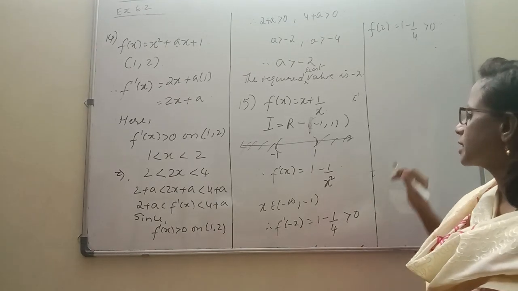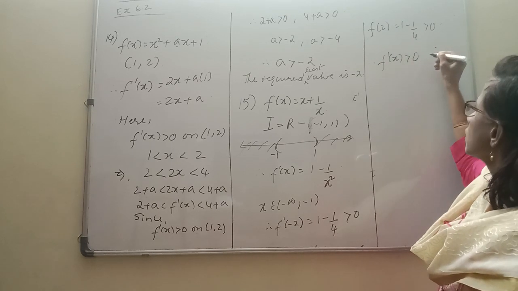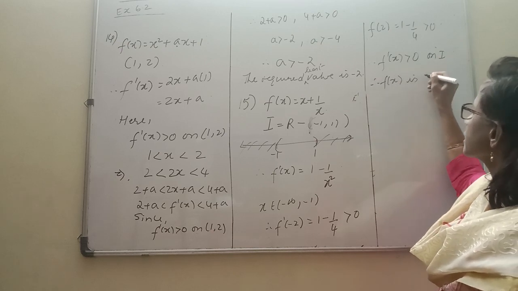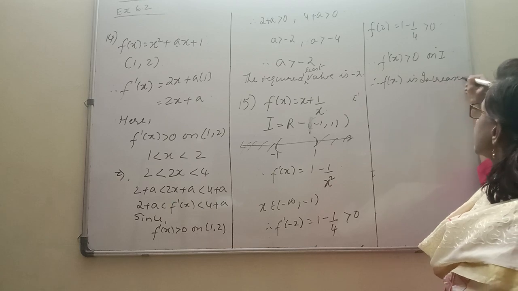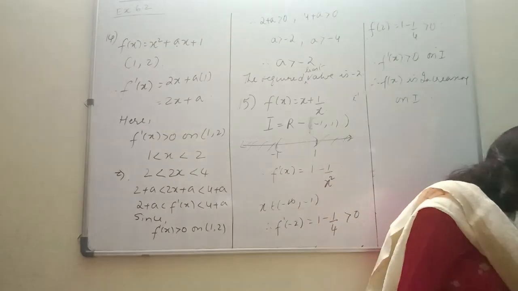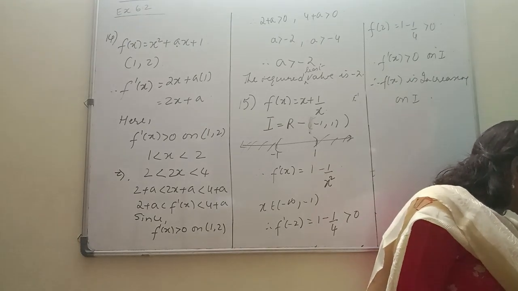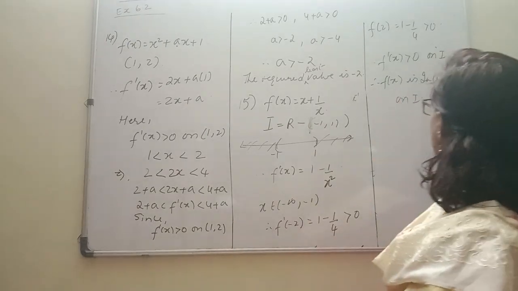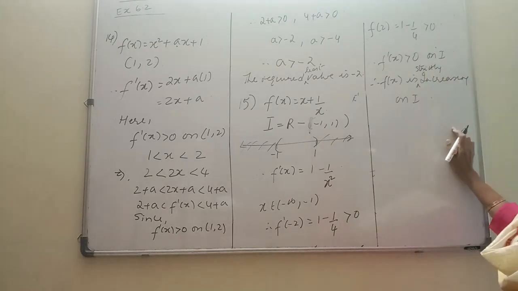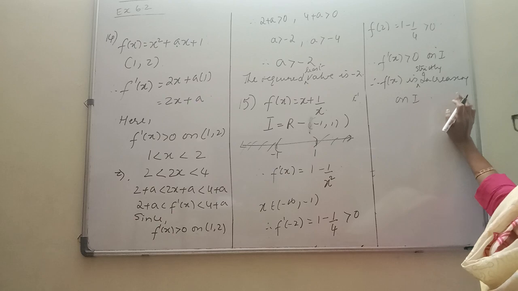So therefore, we can say that f dash x is positive on I. So f of x is increasing on I. I is the interval as it's being shown here. That's what they ask us: show that it's strictly increasing. You'll write strictly increasing on I. That's about it. If you want, you can be a little particular because they have said strictly. So this is what happens, that f of x is strictly increasing on I. They have asked us to show that it is strictly increasing on I.